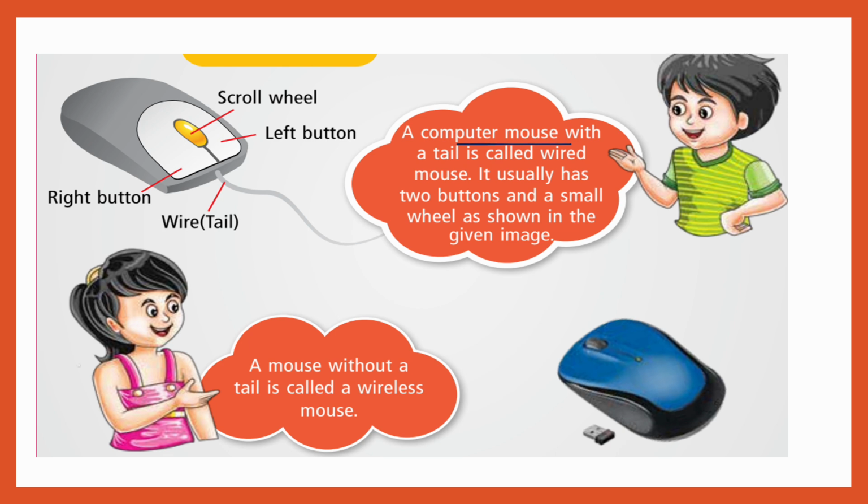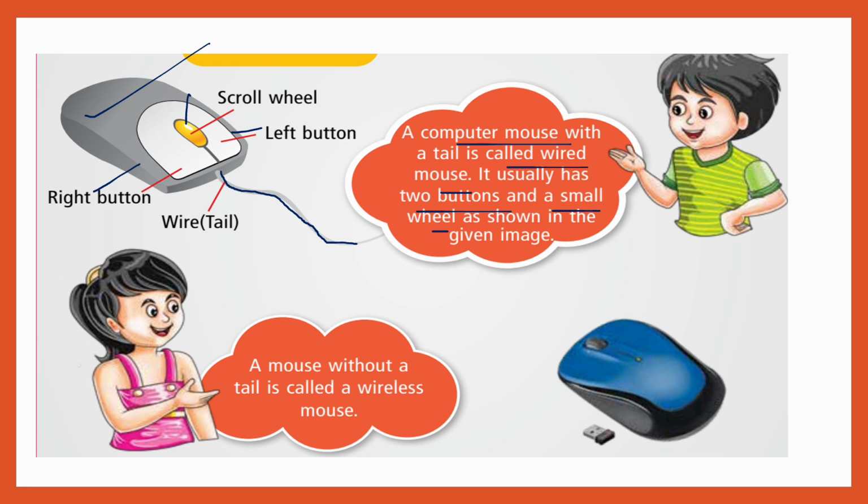A computer mouse with a tail is called a wired mouse. It usually has two buttons and a small wheel as shown in the given image. See in this figure, you can see a wired mouse. There are two buttons, a left button and a right button. Then there is a scroll wheel and there is a tail or wire.